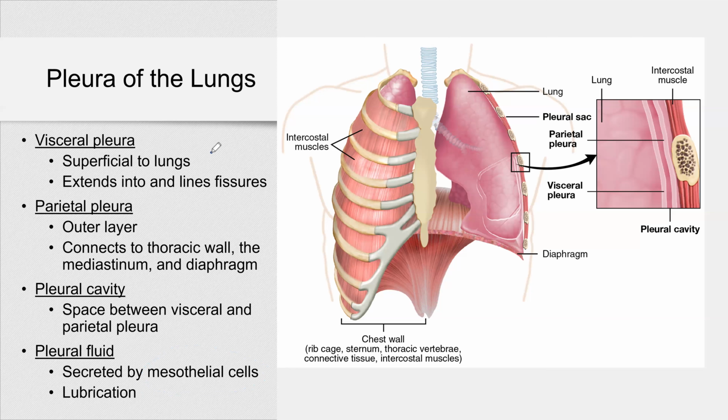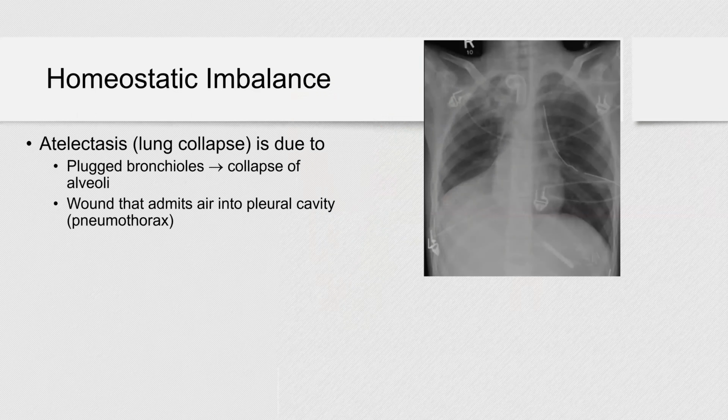So visceral pleura, superficial to lungs, extends into and lines fissures of lungs. Parietal pleura, the outer layer, connects to the thoracic wall, the mediastinum, and the diaphragm. The pleural cavity is the space between visceral and parietal pleura, and the fluid, pleural or serous fluid, is secreted by mesothelial cells, and the purpose is lubrication. So when your lungs extend and get larger, then get smaller, right? There is a lot of movement, and we want lubrication when you have a movement of your organ.